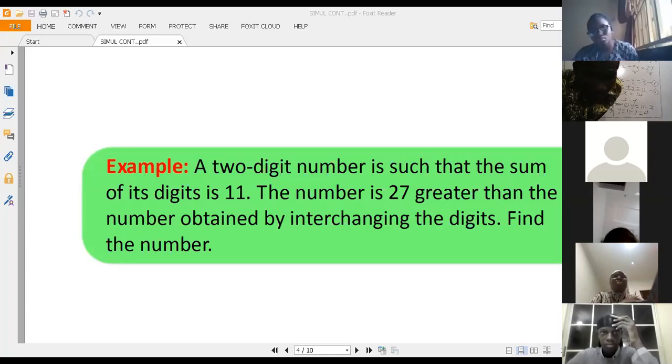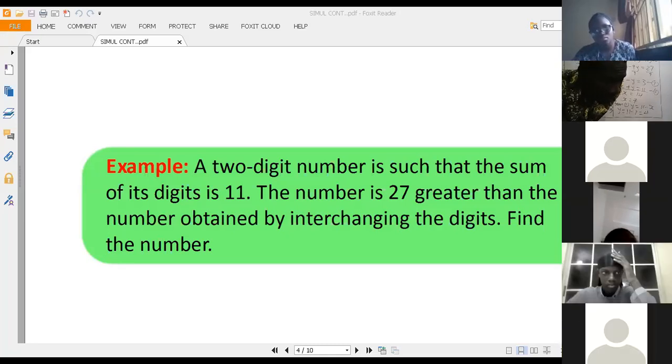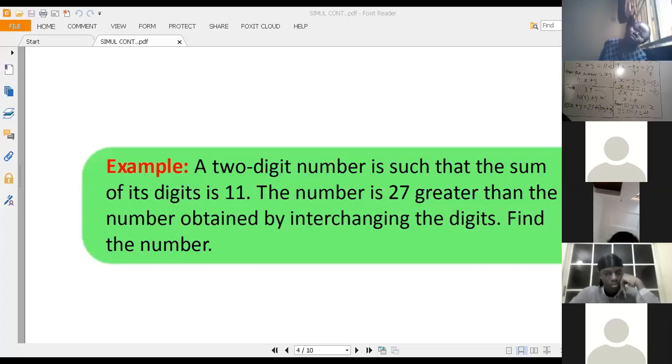Can you hear me? I can hear you. Can you help us confirm the other number, like a check, so that people understand better? Yes, the other number. All right, let me quickly do that.